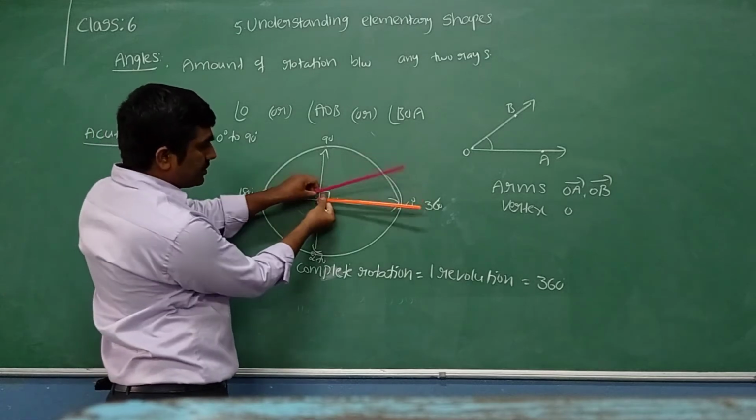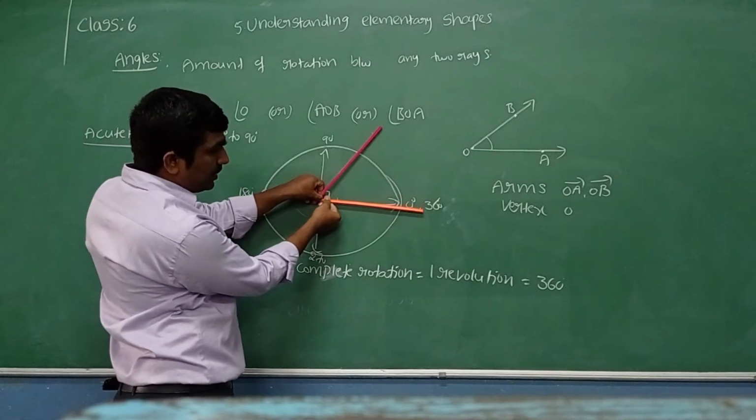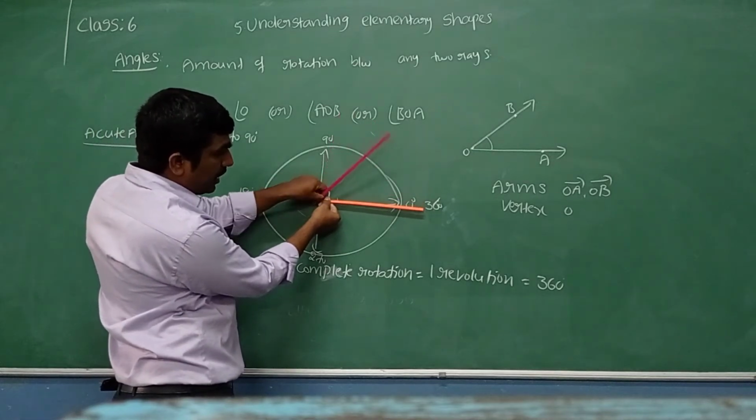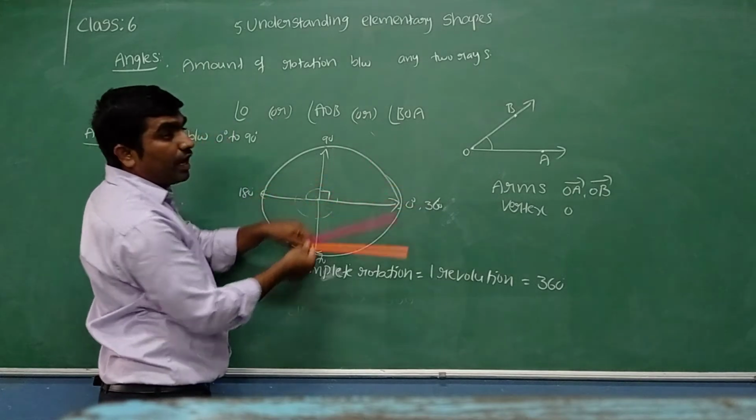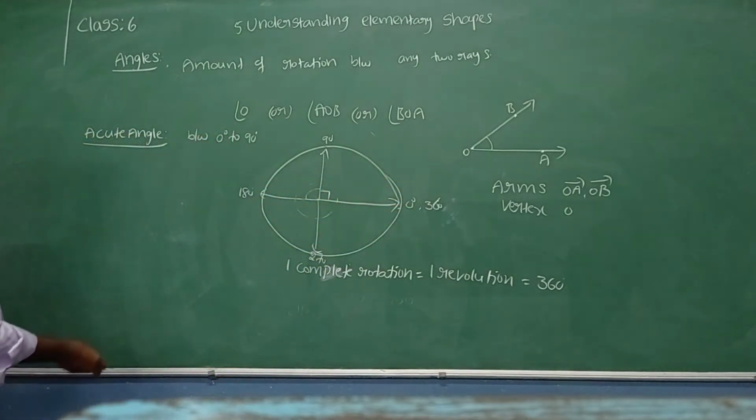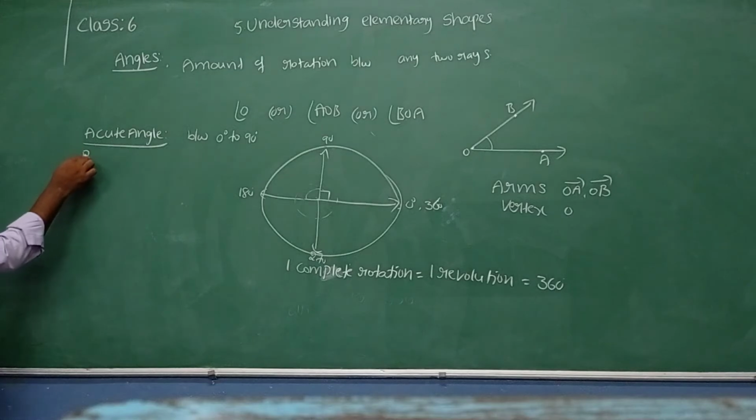Suppose you can see like this. Now it is below 90, acute angle. Even now it is below 90, acute angle. Now it is below 90, acute angle. Next we can take the right angle.